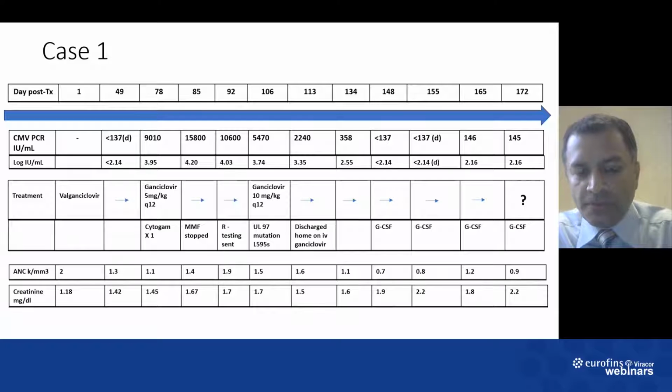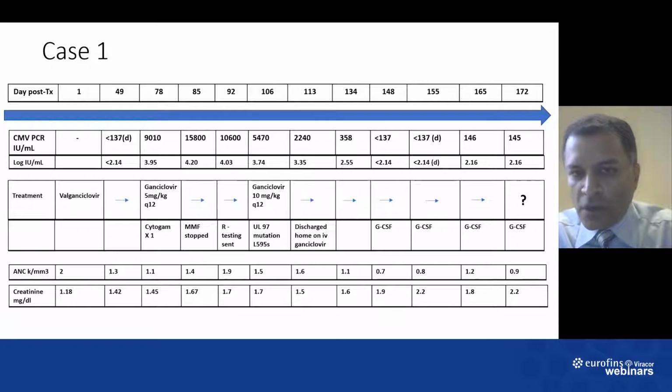1 week into the therapy, as expected, we saw the viral load increase along with an increase in the log values, which led to stopping of the mycophenolate, with some improvement in the absolute neutrophil counts. 2 weeks into the therapy, the viral load, as expected, started to come down, even though very, very slowly. That led to sending off the resistance pattern.